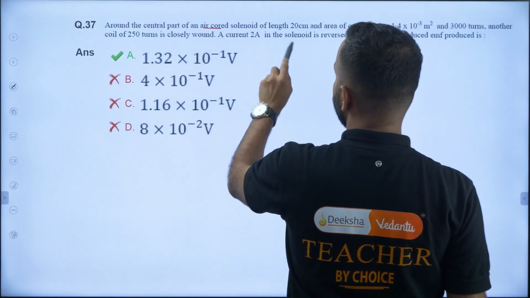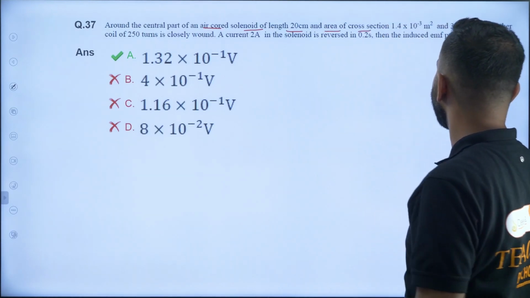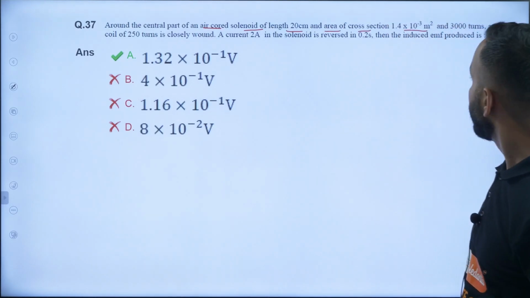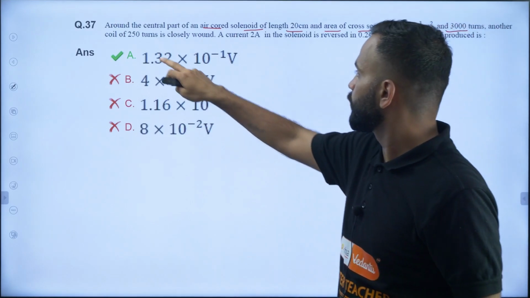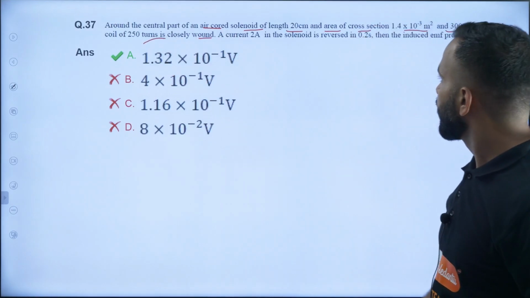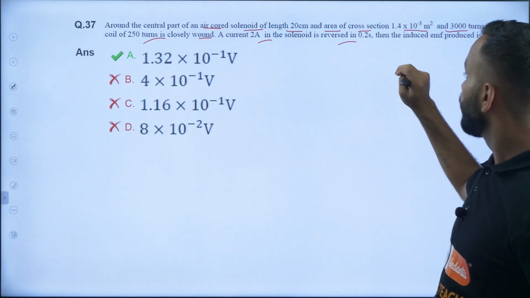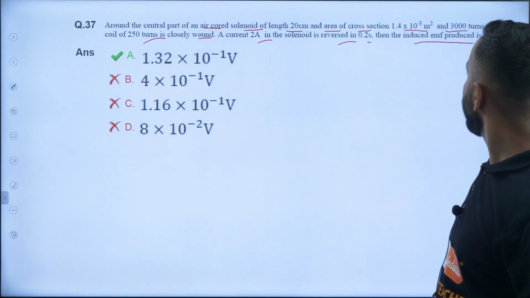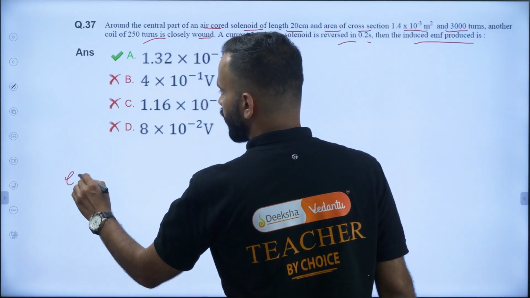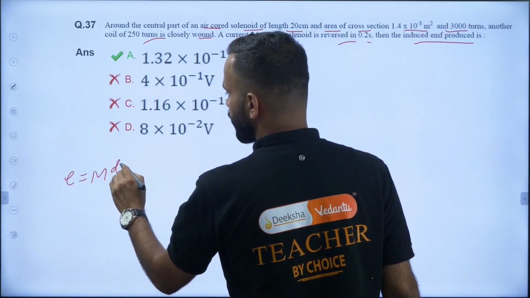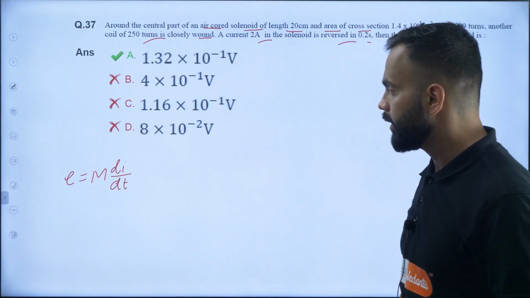Around the central part of an air-cooled solenoid of length 20 centimeter and area of cross section 1.4 into 10 to the power minus 3 meter square and 3000 turns, another coil of 250 turns is closely wound. A current 2 ampere in the solenoid is reversed in 0.2 second. Then the induced EMF produced in the coil is equal to the mutual inductance of the coil into di by dt, right?